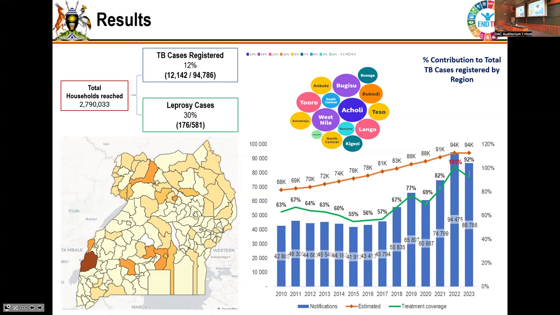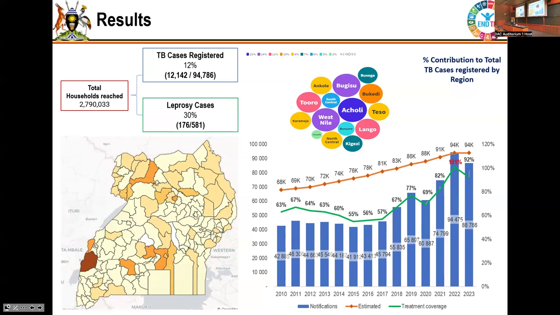And we are now able to see the different regions that contributed the most. The bigger circles up there are Acholi, Lango, and Bugisu. Those are the ones that gave us the biggest gains. And on the map, through DHIS2 dashboards, we are able to know which regions, which districts, and which sub-counties are giving us the biggest number of TB patients through their TB Info.